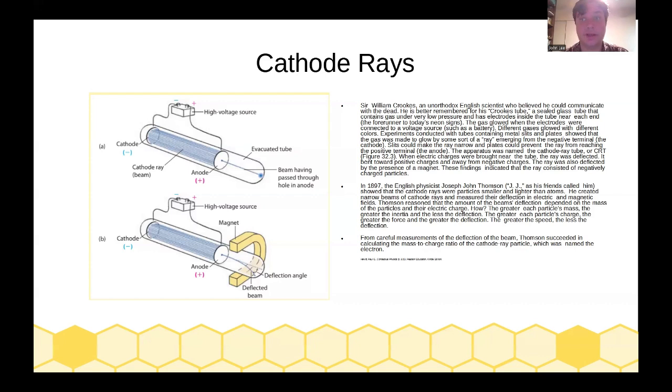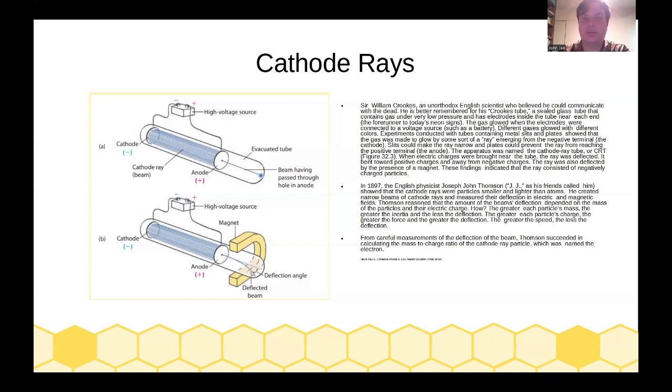Another important development in atomic theory is cathode rays. So we've known about electricity in general since Benjamin Franklin, but Sir William Crookes, an unorthodox English scientist who believed he could communicate with the dead, set up this experiment called the cathode ray tube. He is better remembered for his Crookes tube, which is what we now call a cathode ray.